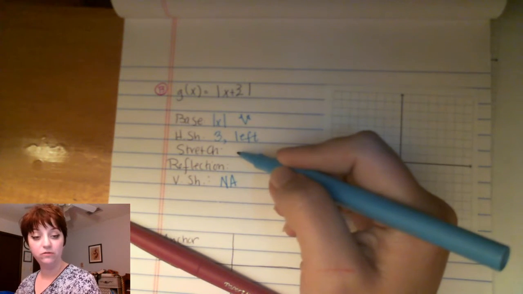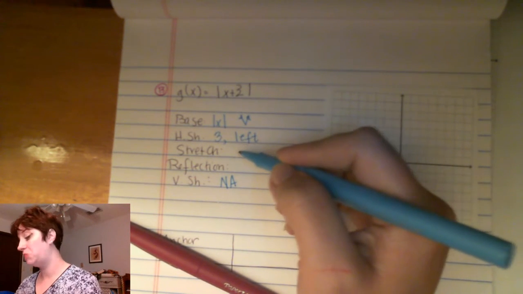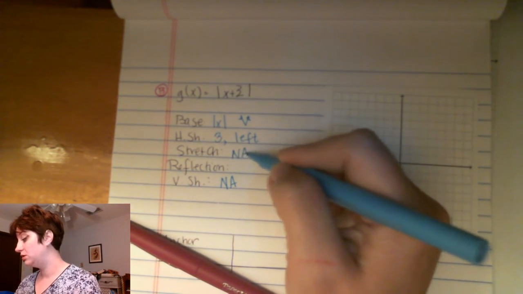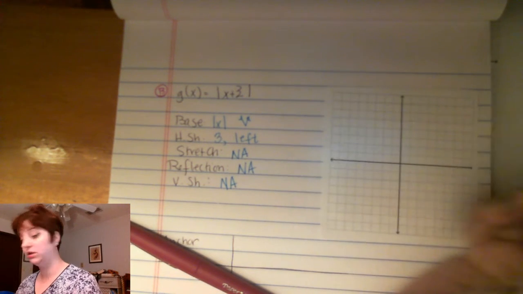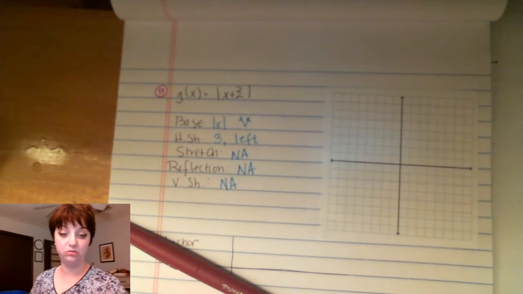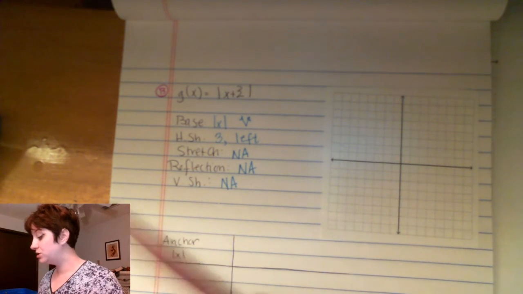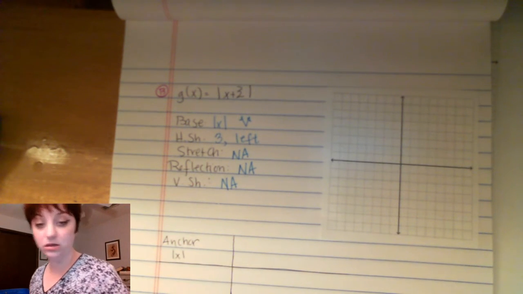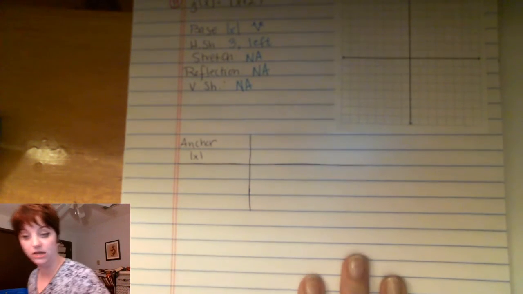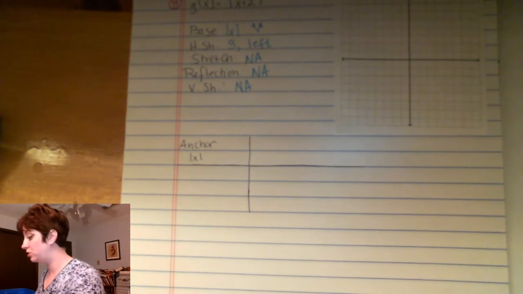Stretches, I'm looking for multiplications. I don't have any multiplying, so I don't have stretches, and I similarly don't have any reflections because I don't multiply by anything. Okay, great. So I actually have the anchor point table here. I'm going to show both techniques. So my anchor points are -1, 1, 0, 0, 1, 1.